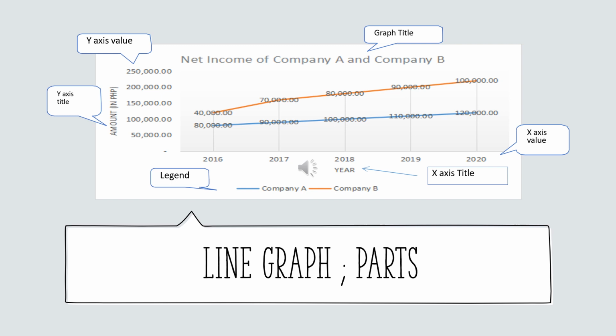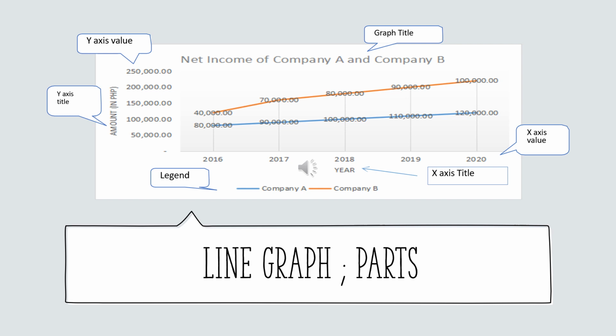Graph title. The graph title provides a clear and concise description of what the graph represents. It gives context to the data and helps the viewer understand the purpose of the graph. Y-axis title. The y-axis title indicates the measurement or variable being represented on the vertical axis. It provides clarity on what the values on the y-axis signify. Y-axis value. The y-axis values are the numerical markings along the vertical axis. They represent the range of the variable being measured.